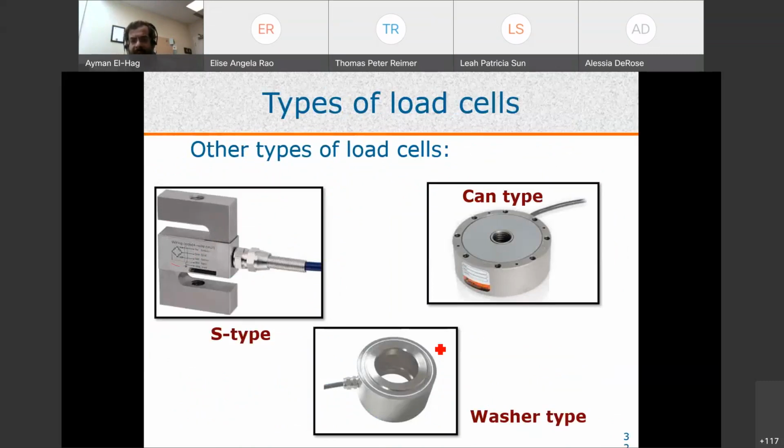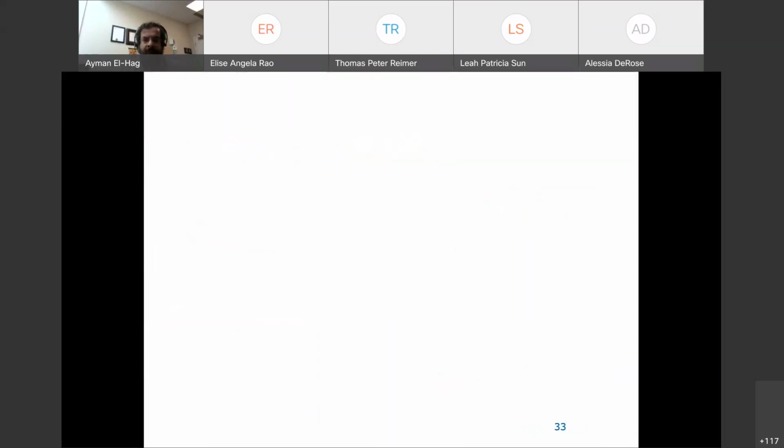This one is the washer type. This is for a compression force. When you want to apply a compression, there is no tension force. You can't apply tension force here. So for example, if you place an object on top of this, it will be compressed down, and then you'll get the signal from here, which corresponds to the voltage.